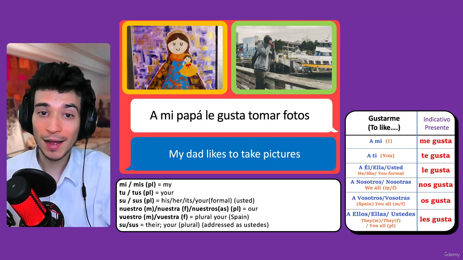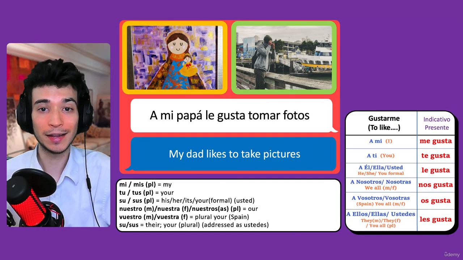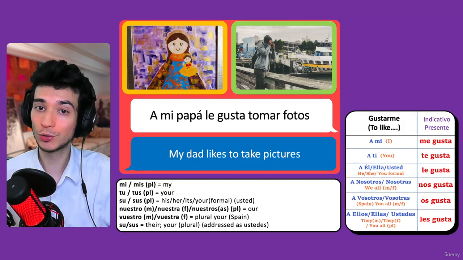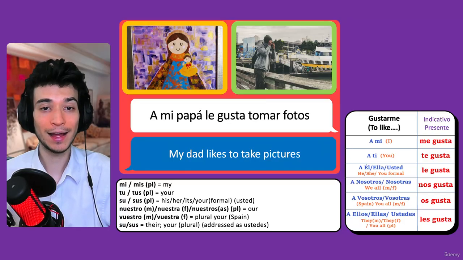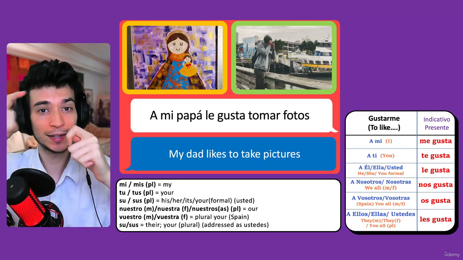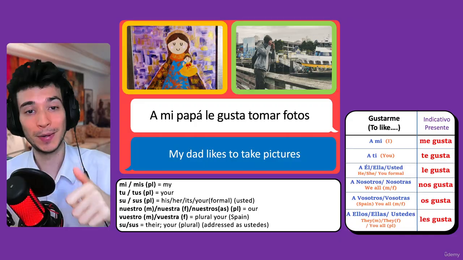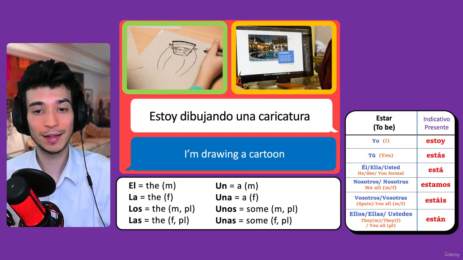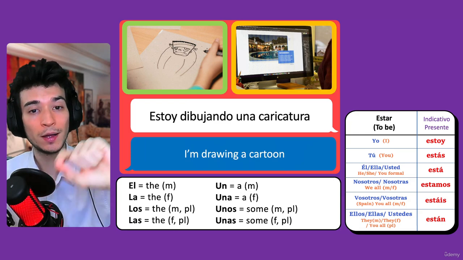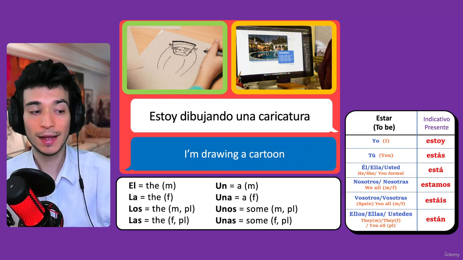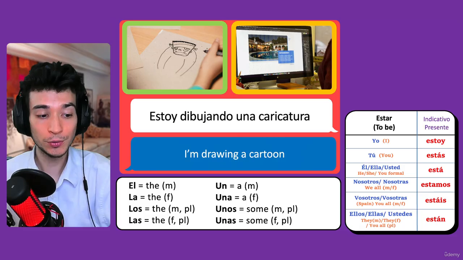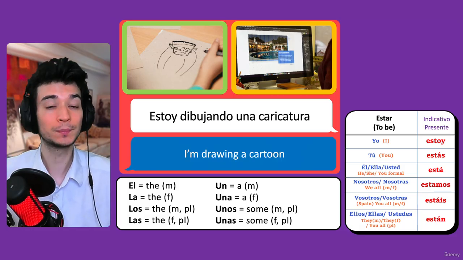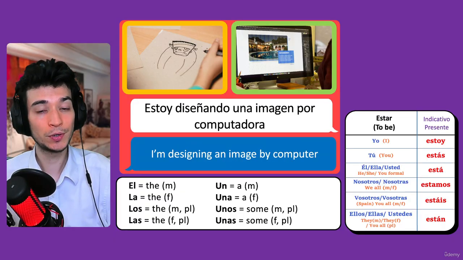Okay, next one. A mi papá le gusta tomar fotos. My dad likes to take pictures. A mi papá le gusta tomar fotos. And the next one. Estoy dibujando una caricatura. I'm drawing a cartoon. Estoy dibujando una caricatura.